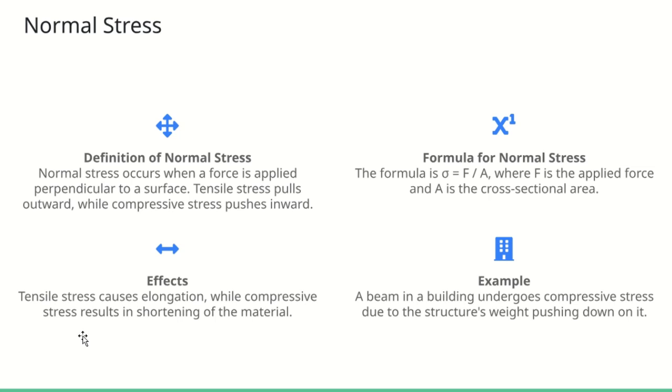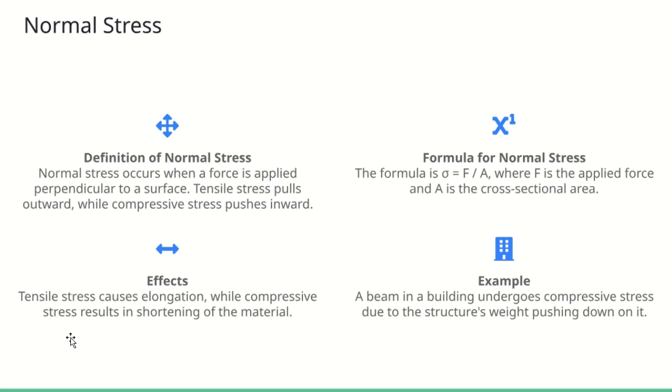There are tensile stress, compressive stress, shear stress, and normal stress. Normal stress occurs when force is applied perpendicular to the surface. For example, you put your hand on your table and press your hand onto the table. The force is perpendicular. That is called normal stress. The formula for normal stress is sigma equals F over A, where F is the applied force and A is the cross-sectional area.